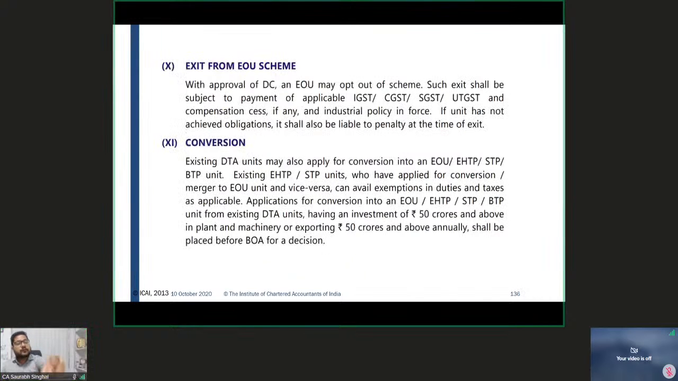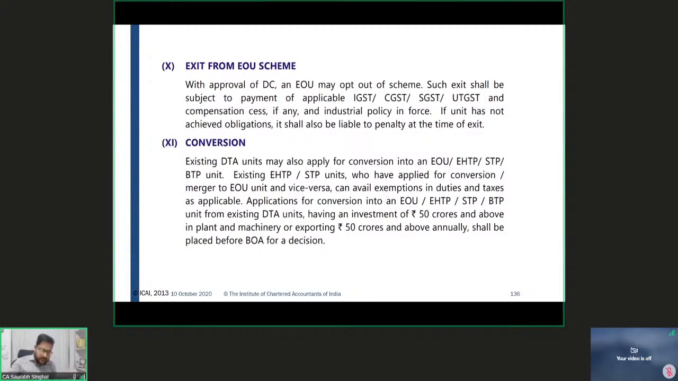Now suppose you want to exit from this EU status. You got an EU status, you procured goods, you maintained NFE. Now you see that you will not be able to maintain NFE. How can you exit from this status? You can again apply to the Board of Approval, BOA, and say, I want to exit.